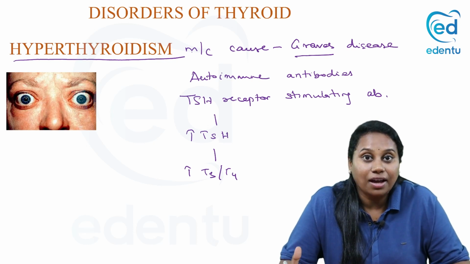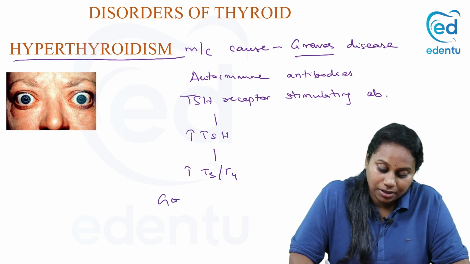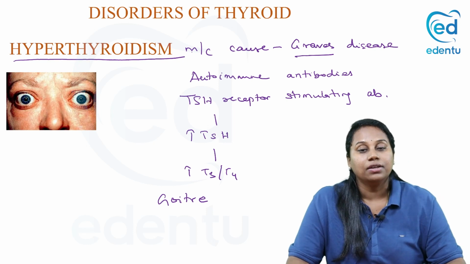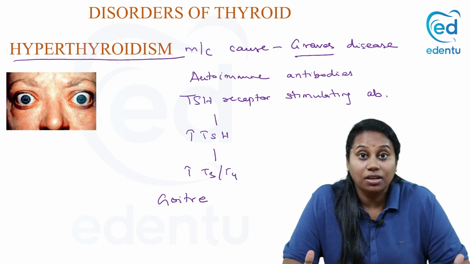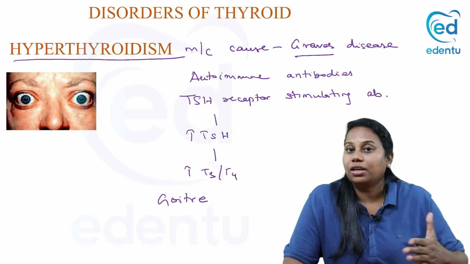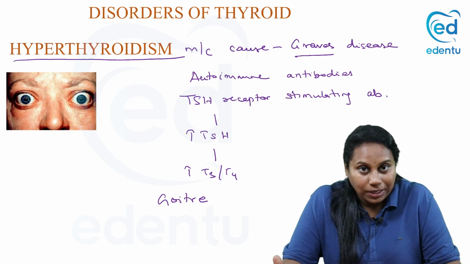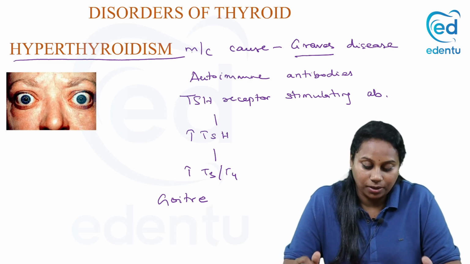See, whenever the gland is hyperactive, it tends to enlarge, and that enlargement of the gland is called goiter. So any swelling of the gland is called goiter. And keep in mind, goiter can be a presentation in hyperthyroidism as well as hypothyroidism. So any swelling of the gland is just called goiter.